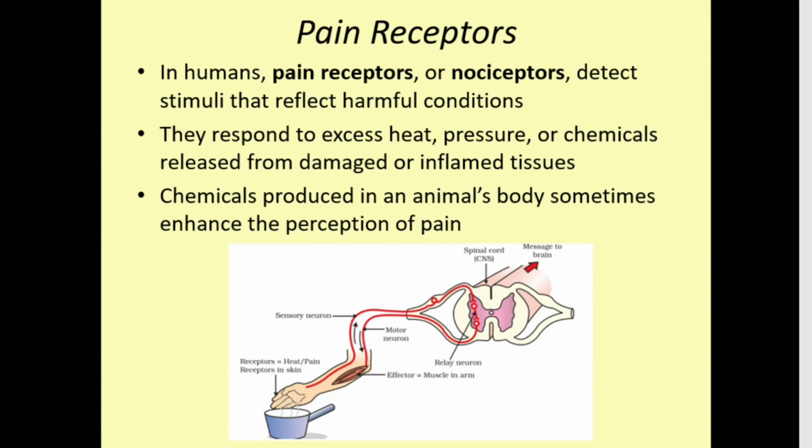The last of our type of receptors then are the pain receptors or nociceptors, and these detect stimuli that reflect harmful conditions. So they respond to things like excess heat, but also excess pressure or noxious chemicals released from damaged or inflamed tissues. So chemicals produced in an animal's body sometimes enhance the perception of pain. So there could be certain chemicals that are produced when we physically damage our body or we get a sort of blunt force trauma that can actually increase the perception of pain.